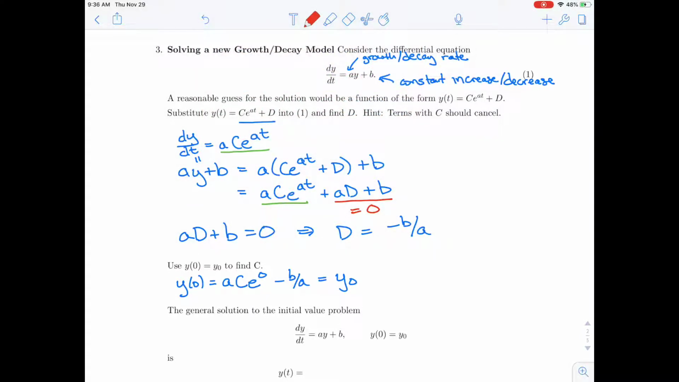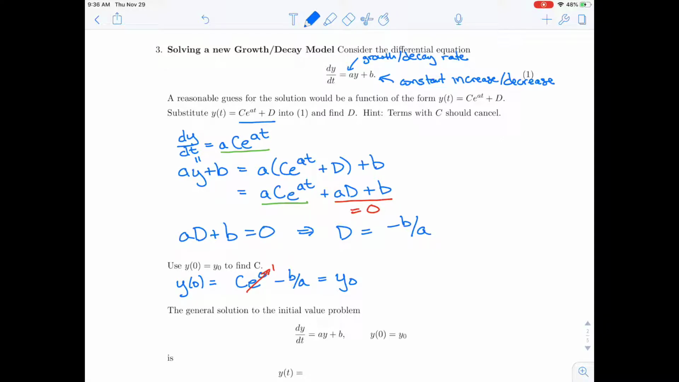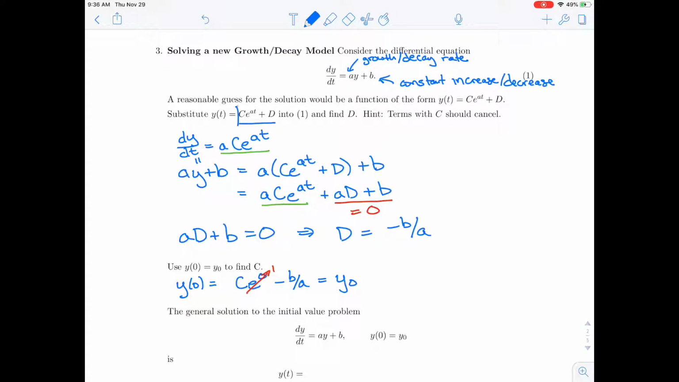Well, since e to the 0 is just 1, I've made one slight mistake here. So I'm going to go back and erase that a, because y of 0 is supposed to be c e to the 0. So that comes from this solution, c e to the 0 plus d, d being minus b over a. I'm setting that equal to y0. So that tells me that c in this case is supposed to be y0 plus b over a.